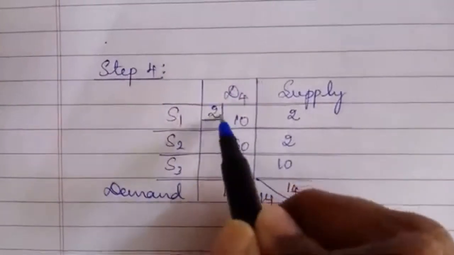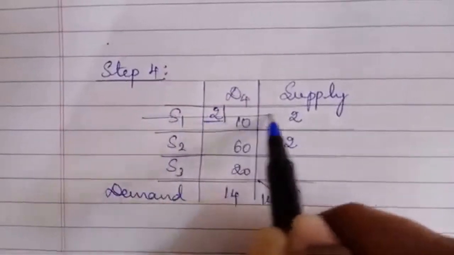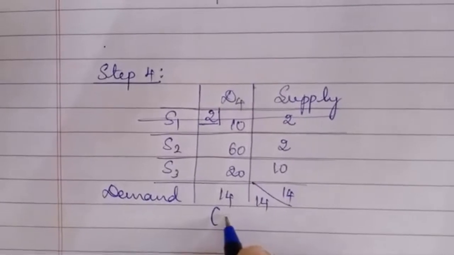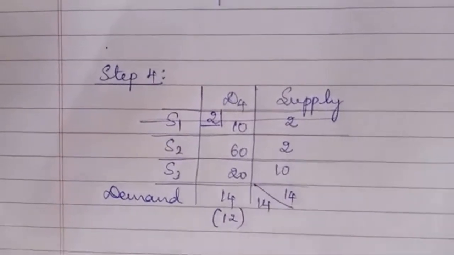So supply 2 is less than demand. So supply from source 1 is completed, but destination 4 requires 12 more products.